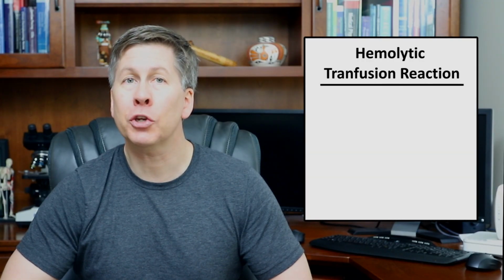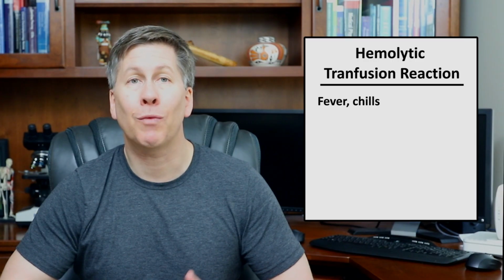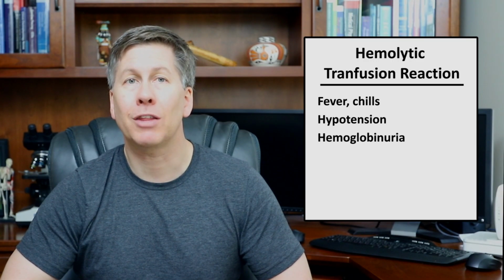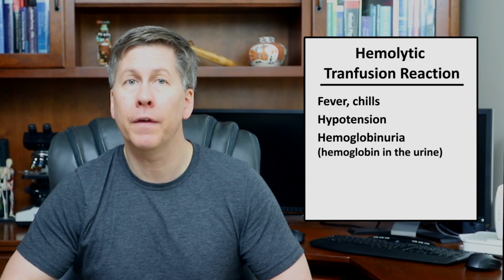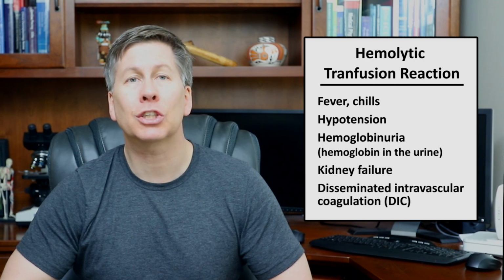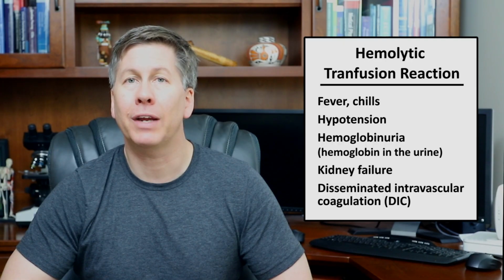The very first clinical consequence of this is usually fever and chills, which can be rapidly followed by hypotension, hemoglobinuria, meaning the presence of hemoglobin in the urine, which can lead to kidney failure, and a hematological complication called disseminated intravascular coagulation, which is widespread inappropriate activation of the blood clotting pathway.